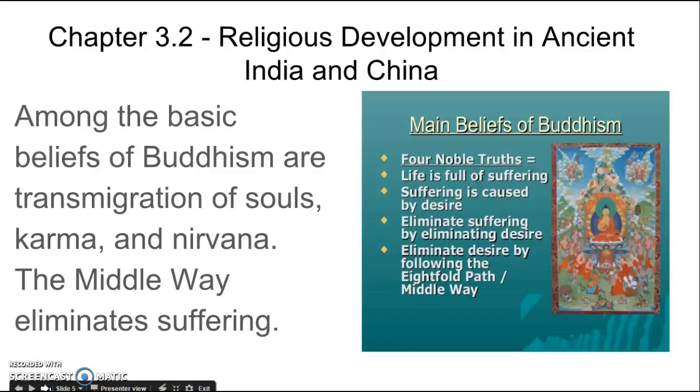Among the basic beliefs of Buddhism are transmigration of souls, karma, and nirvana. The middle way eliminates suffering. The Four Noble Truths are the basic main beliefs of Buddhism. The first is life is full of suffering. The second is suffering is caused by desire. The third is eliminate suffering by eliminating desire. And the fourth is eliminate desire by following the Eightfold Path, often known as the middle way. Next slide.